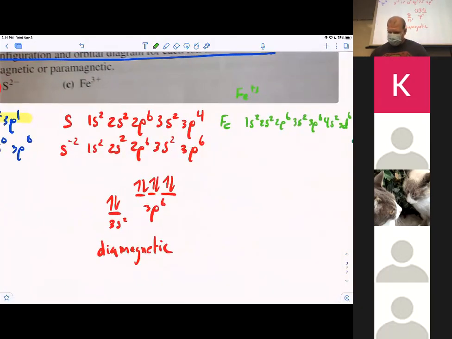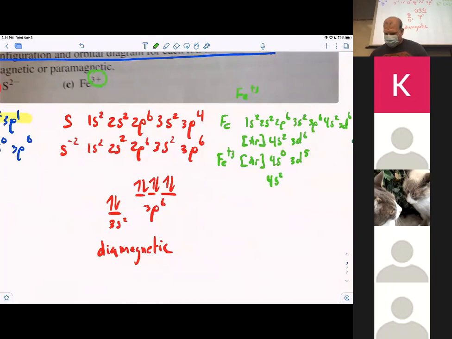Which is there. And I'll just go ahead and put argon 4s squared 3d6. So that means iron plus three, you lose from the highest n first, argon is going to be 4s0 3d5. So highest n first, and you have three, you're losing three electrons. The 4s gets taken first.